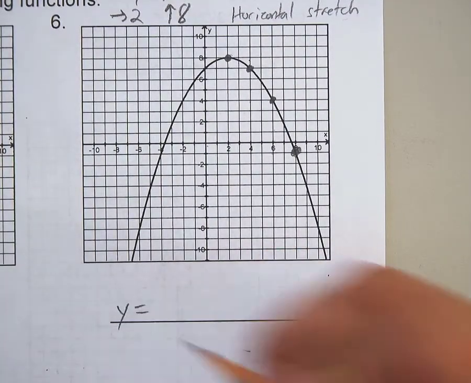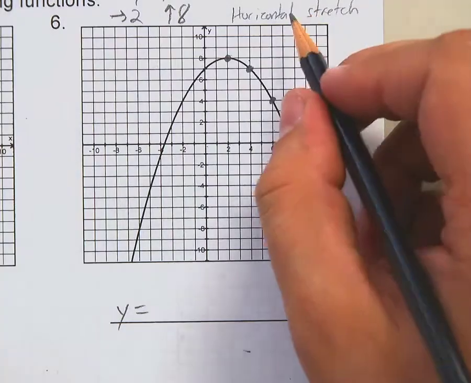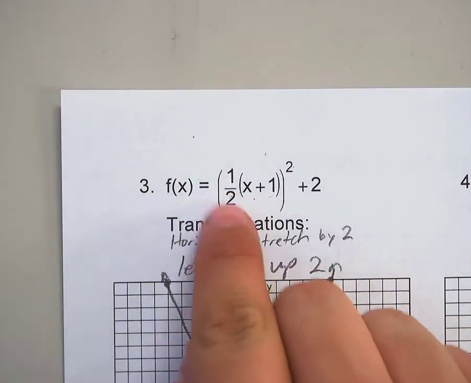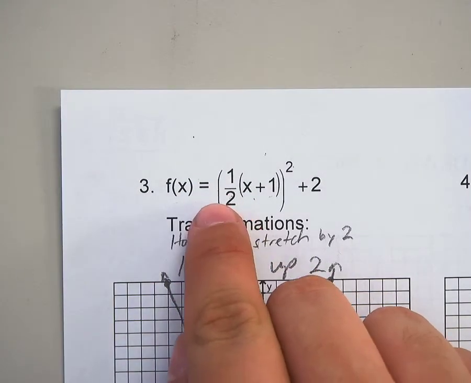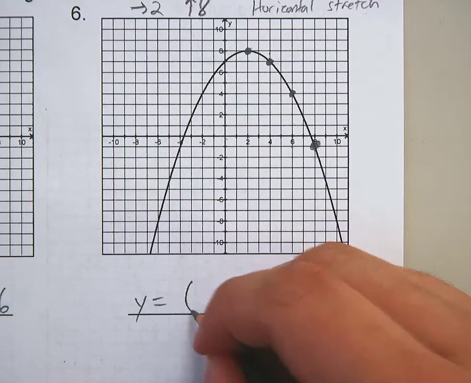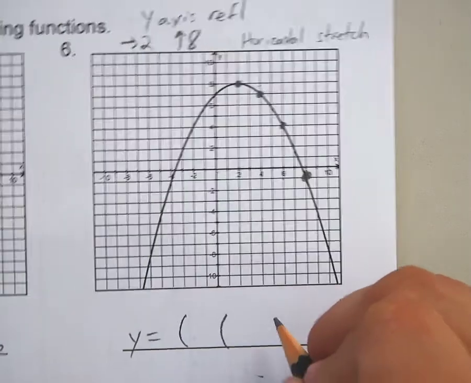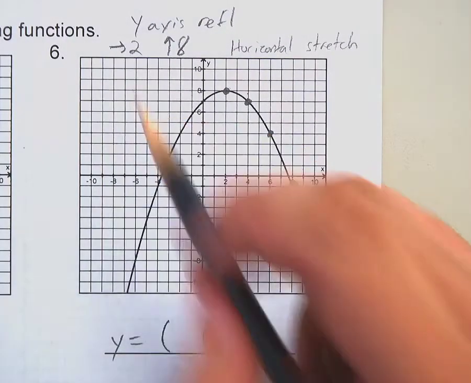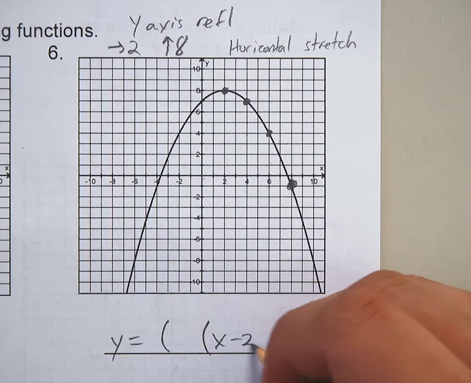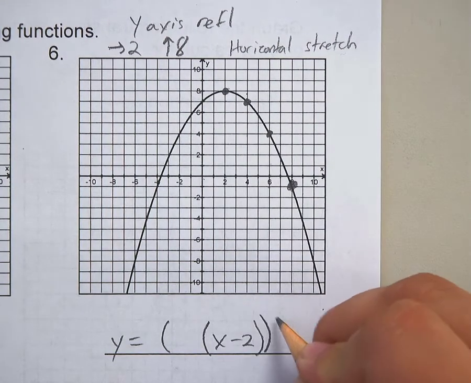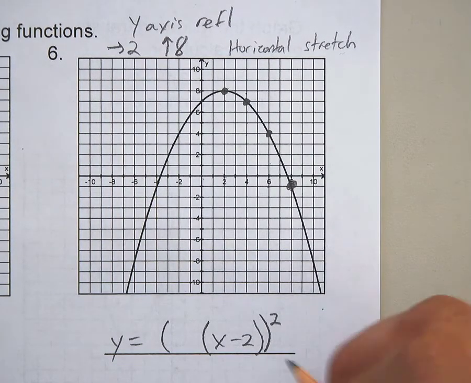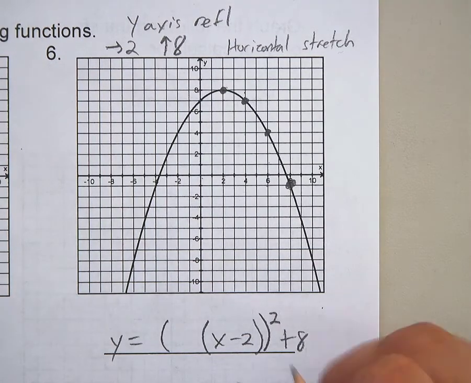We've got y is equal to a horizontal stretch. Horizontal stretches are going to look like this. Parentheses, parentheses, parentheses, parentheses. I went right 2, x minus 2, parentheses, parentheses, squared, up 8. It's a system to it. That's all it is, a system.